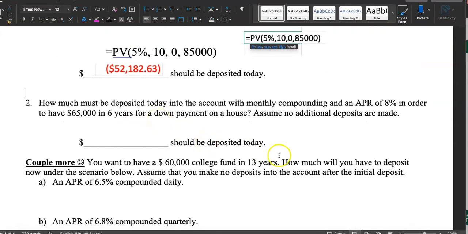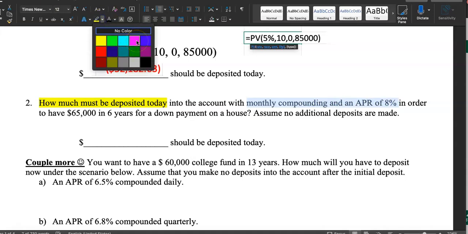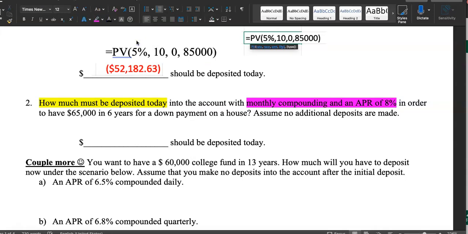How much must be deposited today? Now, I'm highlighting that part in yellow. Why? Because that's telling me that I must use the present value function into an account with, oh, now this part we have to be careful. Monthly compounding and an annual APR of 8%. This is not annual compounding. This is monthly compounding. So every month, our money is going to get compounded for bigger and bigger interest.